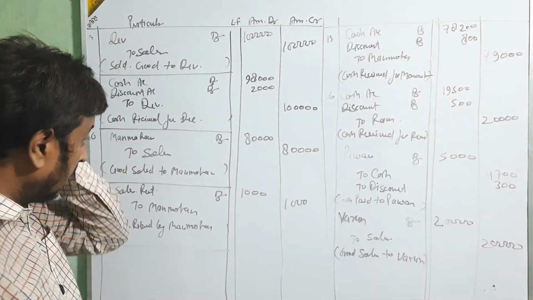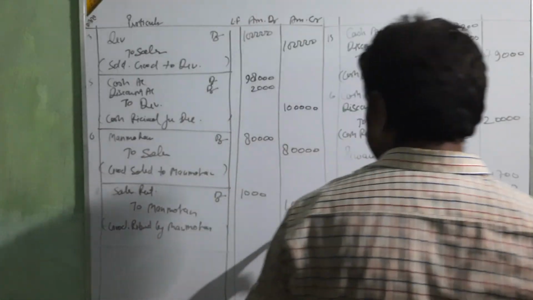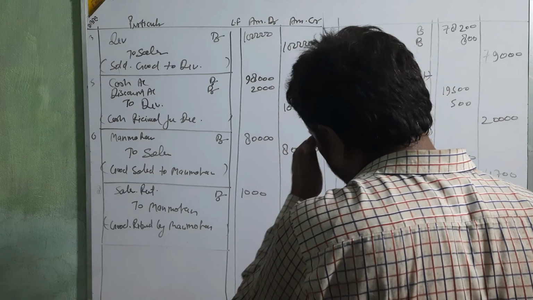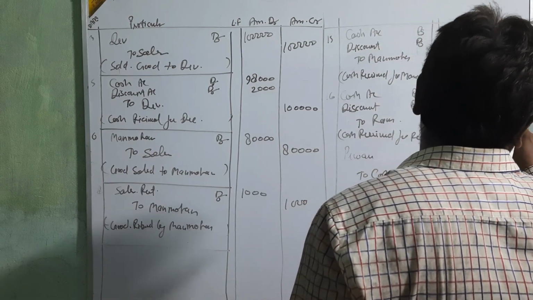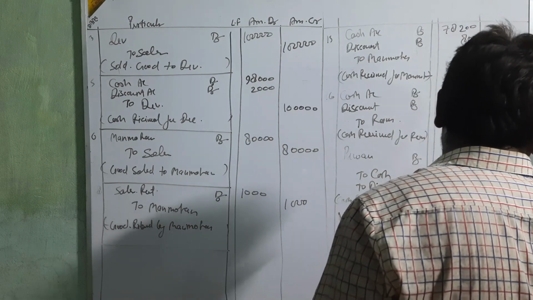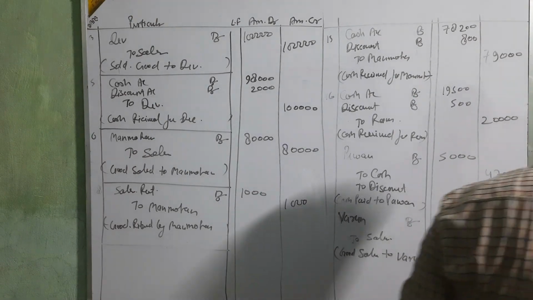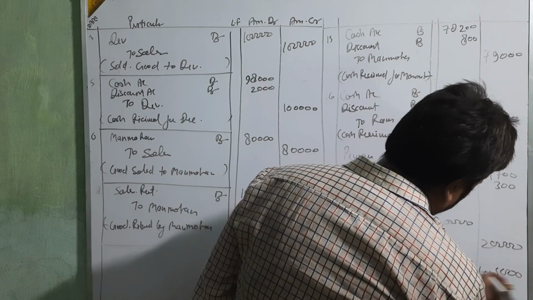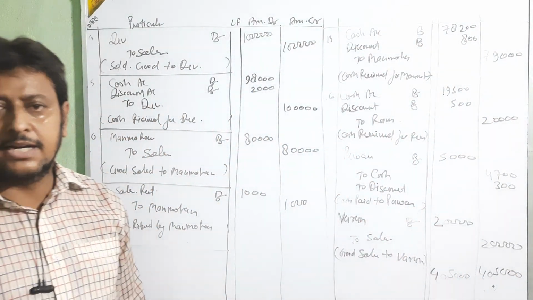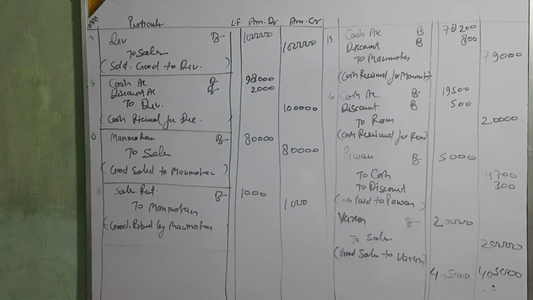Clear or not? Now going for the totaling: 1 lakh, 2 lakh, 2 lakh 80,000, 3 lakh 60,000, 3 lakh 80,000, 4 lakh 5,000. Just see the answer. The total amount of this account is 4 lakh 5,000. Okay, clear?